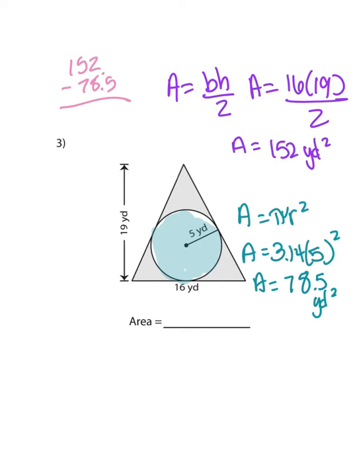If I was doing this by hand, I would go ahead and line up the decimals when I'm adding and subtracting. But I did do it on my calculator to make it easier, and I got 73.5. So the area of the shaded part of this composite figure is 73.5 square yards.